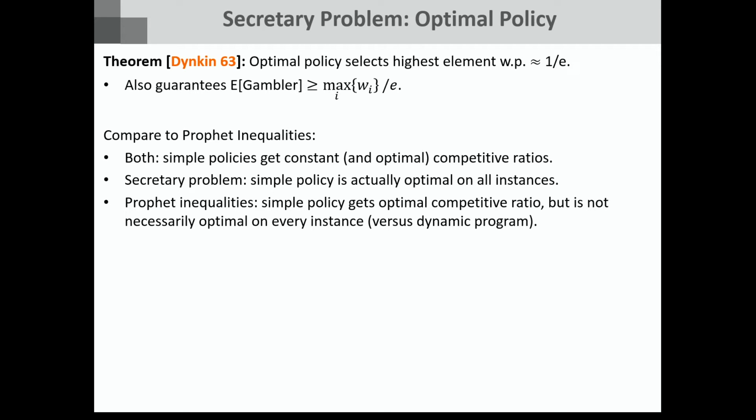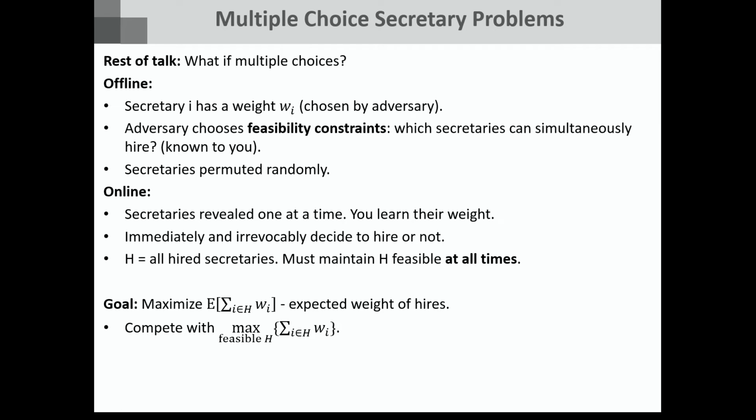Before I go on, we are going to go into multiple choice problems again in this talk. Before I do that, let me just compare to the single choice prophet inequality. In both cases, there is a simple policy that gets a constant and optimal competitive ratio. In the secretary problem, we had to do some extra work, but we were able to show that this simple policy is actually optimal on all instances. It's not that it just gets the optimal competitive ratio, it's actually the optimal policy. Whereas in the prophet inequalities, the simple policy does get the optimal competitive ratio, but it's not necessarily optimal on every instance, right? The dynamic program there gave us something more complex as the optimal policy. Okay, so that's everything I'm going to say about the, yeah.